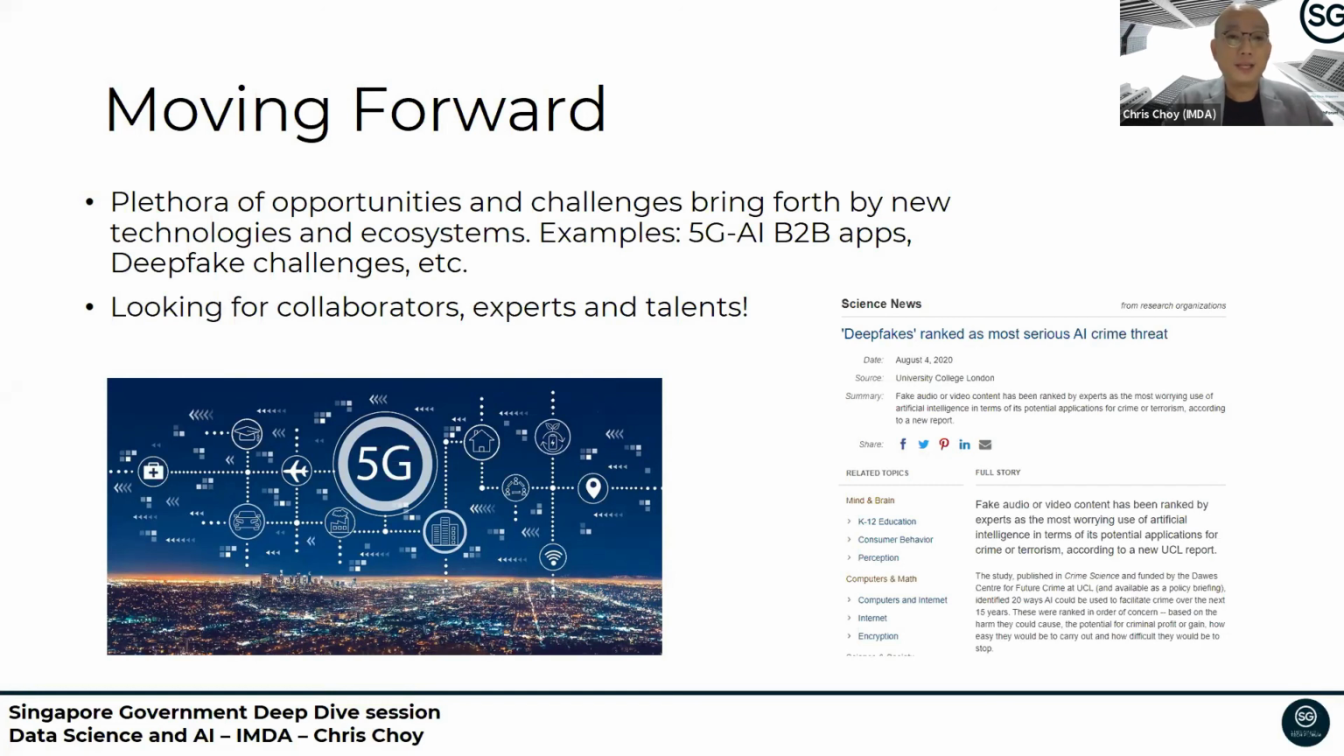Could be the 5G AI problems, where we look at what we can do with 5G eventually, some of the low latency applications such as computer vision on the edge. And at the same time, aside from opportunities, we also see a lot of new challenges that can arise from some of this AI development, such as deepfake.